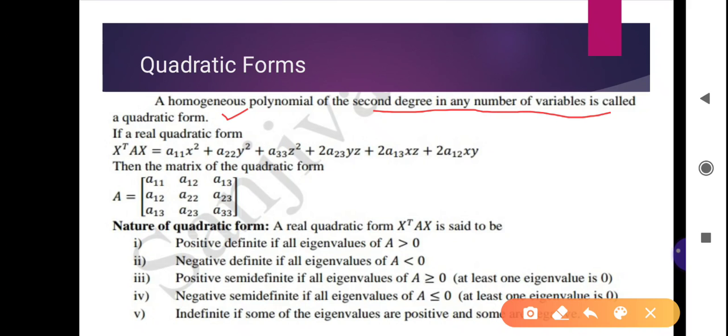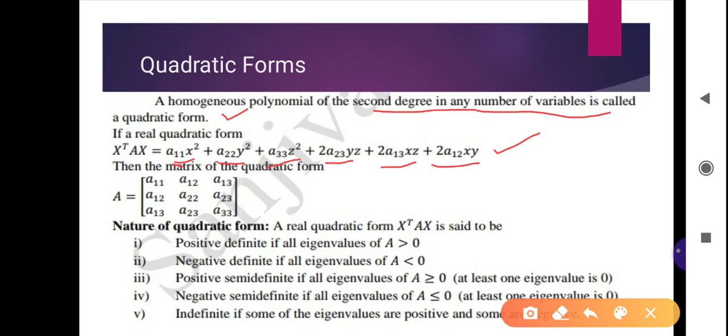So the quadratic form for 3 variables is given by a11 x square plus a22 y square plus a33 z square plus 2a23 yz plus 2a13 xz plus 2a12 xy. For remembering this, we can remember it this way: a11 x square plus a22 y square. There are terms of x, where x square is there, so write down here a11.